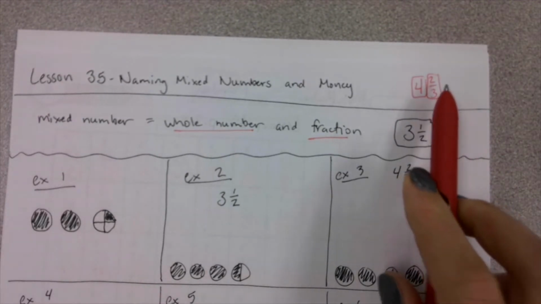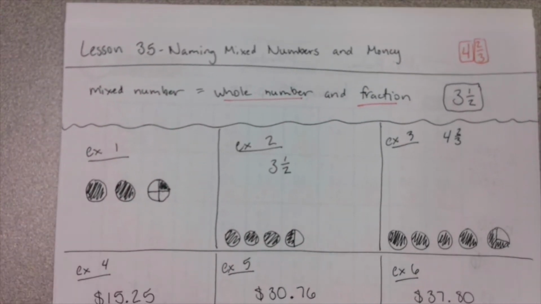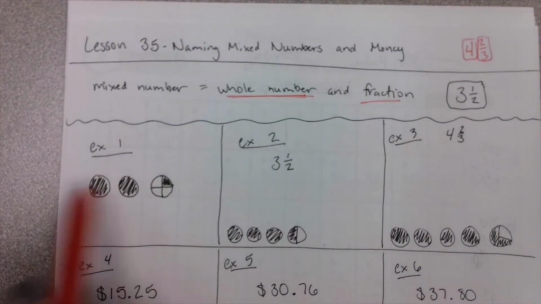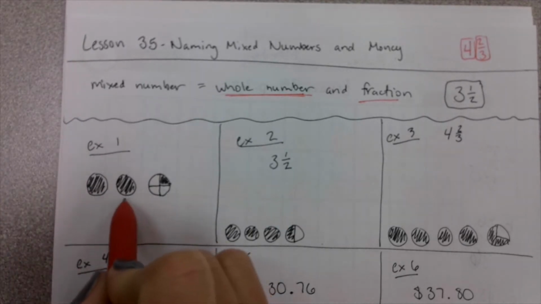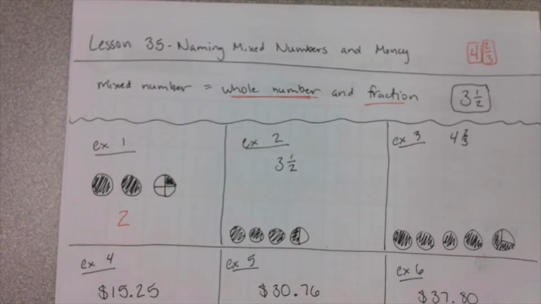Notice our whole number is bigger, and then our fraction is on the side. Now, example 1, this says how many circles are shaded? Well, the first thing we have to do is figure out our whole number. So how many whole circles are shaded here? Whole thing filled in. Well, that would be this one and this one. So that would be 2. So our whole number is 2.